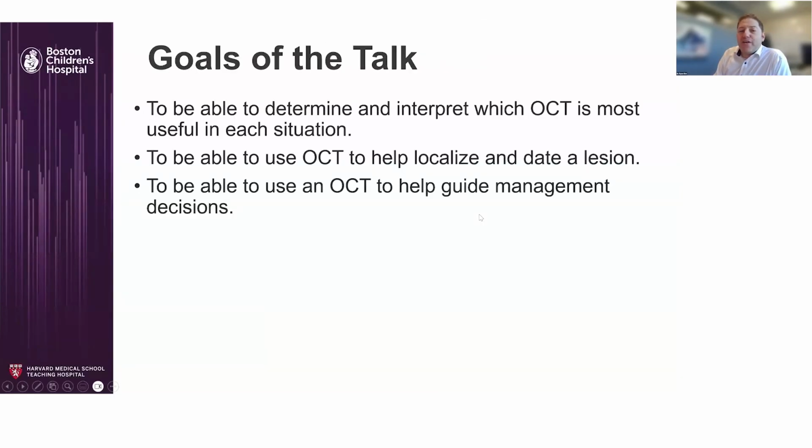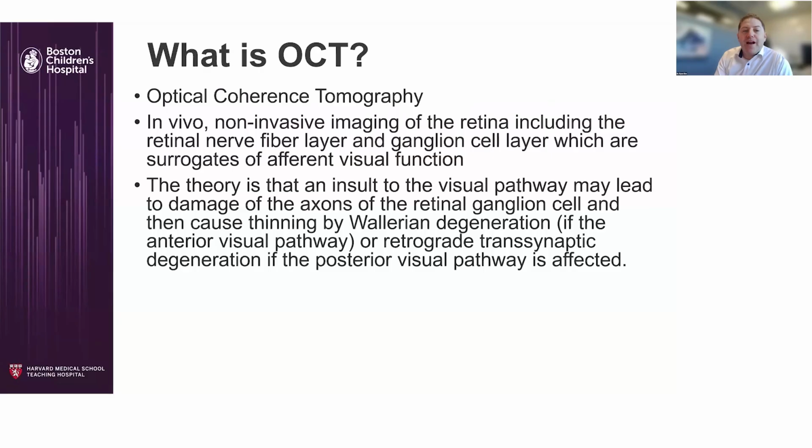The goals of the talk are to really be able to determine and interpret which OCT is most useful in each situation, how we can get them done in children, how we use them to localize and time when a lesion happened or when an incident happened, and how it can help us guide management decisions if we notice that vision is declining in some of our patients, and for next steps for our colleagues in neurosurgery, neuro-oncology, and neurology, among others. So what is optical coherence tomography?